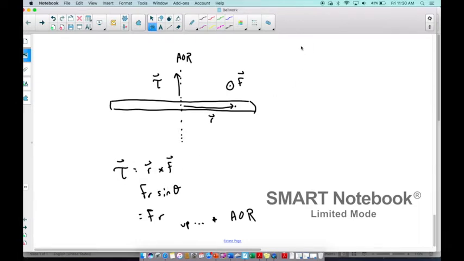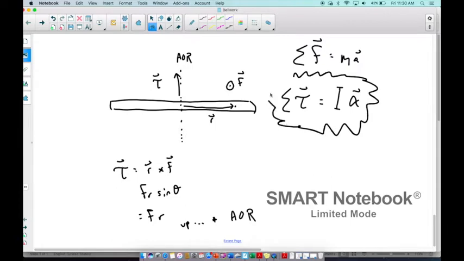We know that according to Newton's second law, sigma F equals ma. A net force will cause acceleration, inversely proportional to mass. Torque, in the exact same way: a net torque is going to cause rotational acceleration. And what do you think it's going to be inversely proportional to? What is the rotational analog of mass? Rotational inertia, or moment of inertia, right? So that I value that we've spent a long time calculating. So this is Newton's second law for rotation.